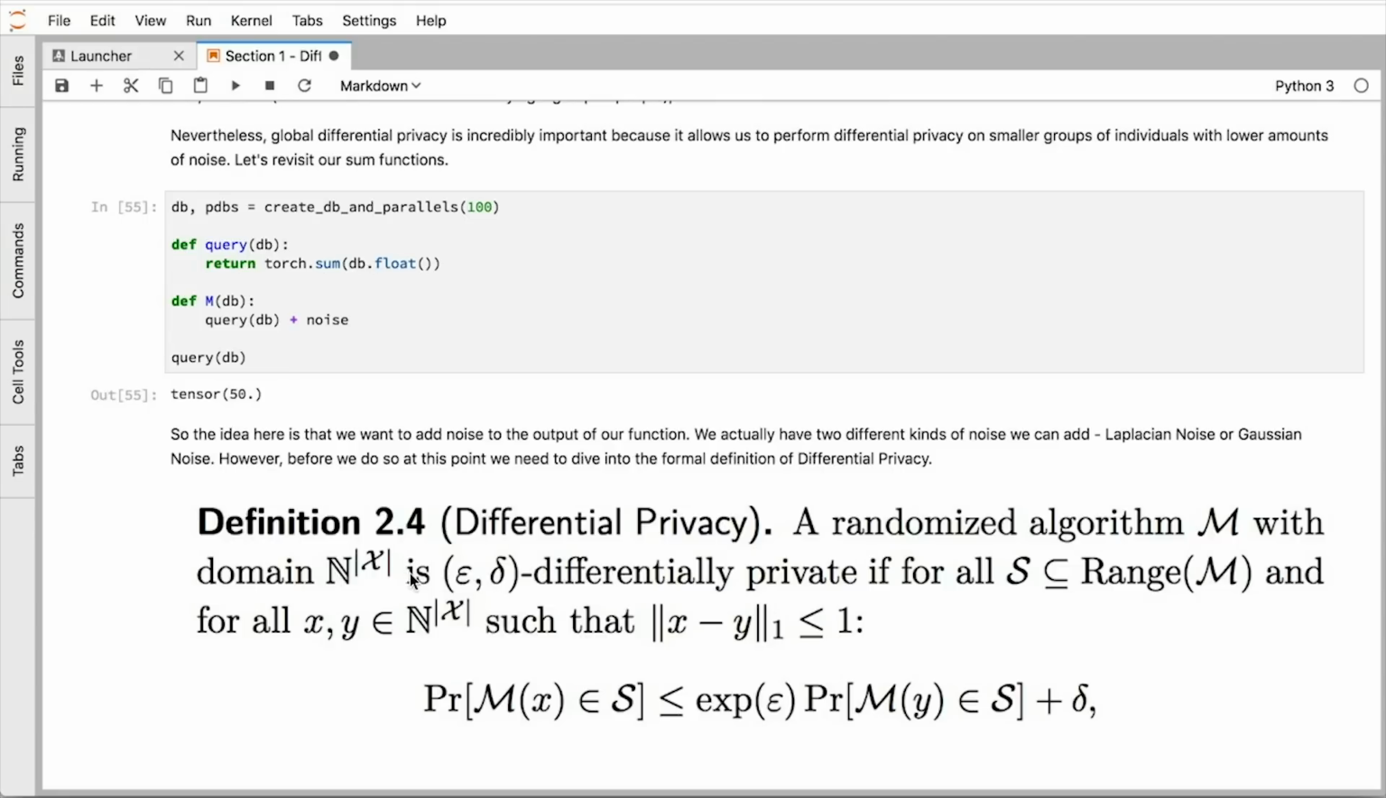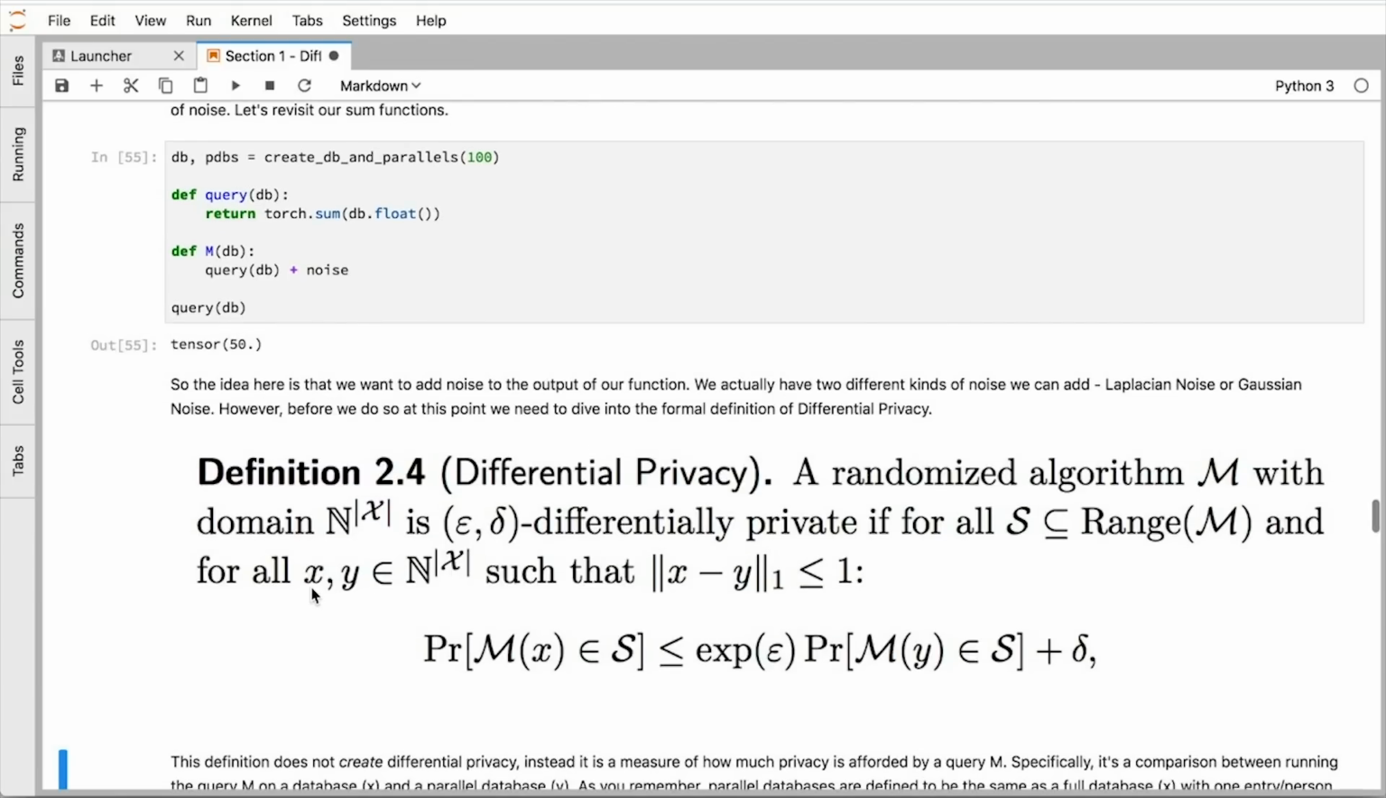And we're saying that this is epsilon-delta differentially private if, for all the potential things that it could predict, so for things S in the range of M, and for all database pairs, so parallel databases such that ||X − Y|| is less than or equal to 1. Actually, these are histograms over parallel databases. So this is saying, okay, a database has a bunch of stuff in it, and X counts how many times each thing happened in the database.